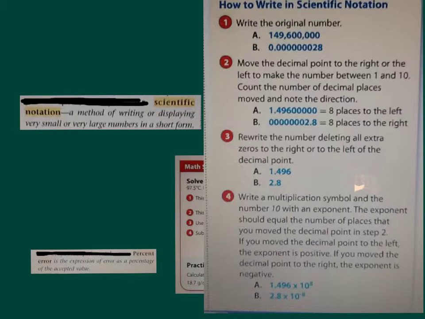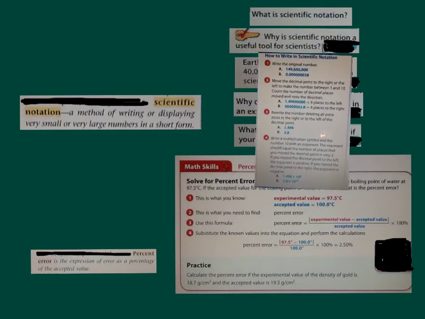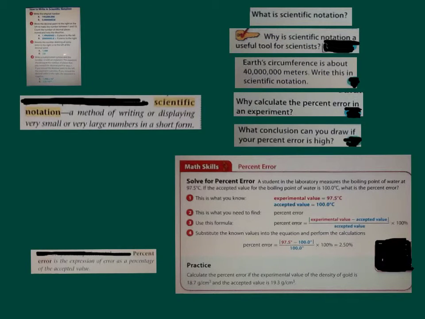Okay, now I want to take this information and make it smaller since we've talked about it. And I want to ask some questions. I want you to write these questions down in your science journal, and I want you to answer them. The first one would be this one. What is scientific notation? The next one is this one here with the yellow key with the red check mark in it, which is called a key concept, one of the things we want to master by the end of this lesson. So why is scientific notation a useful tool for scientists?